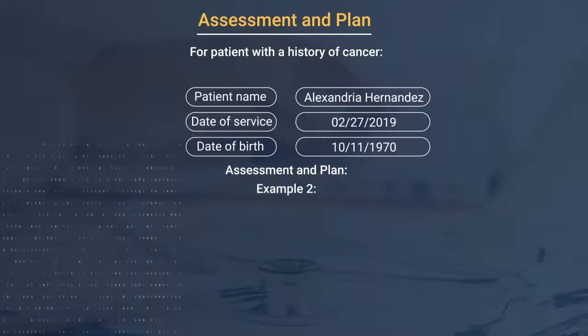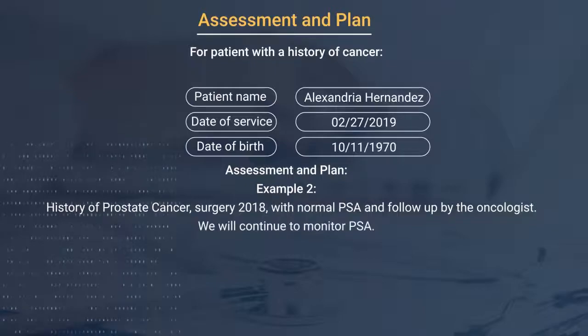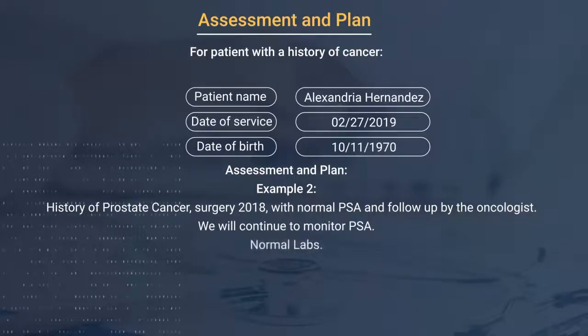Example 2. History of prostate cancer, surgery 2018, with normal PSA and follow-up by the oncologist. We will continue to monitor PSA. Normal labs. Follow-up in 6 months.